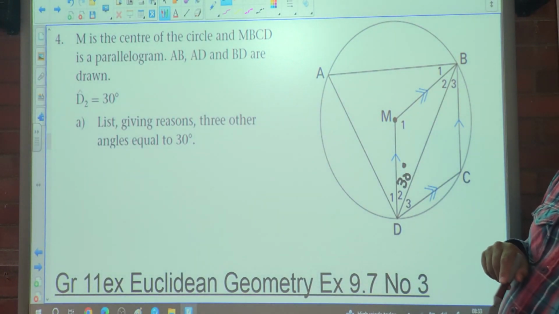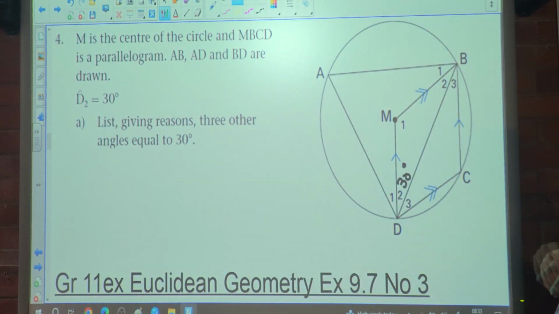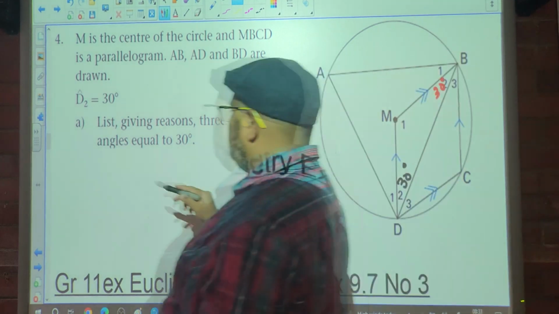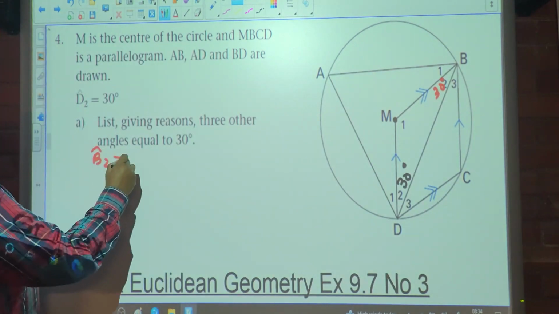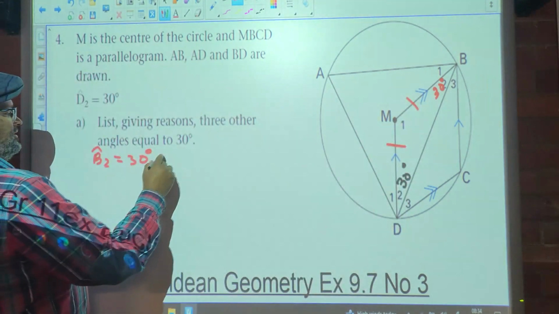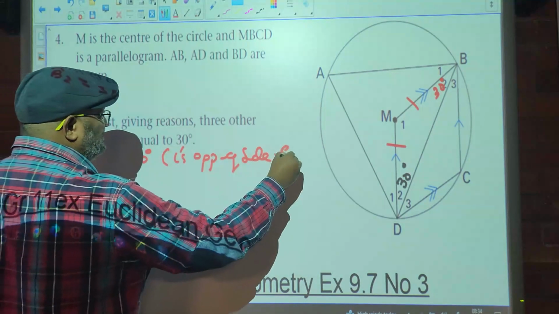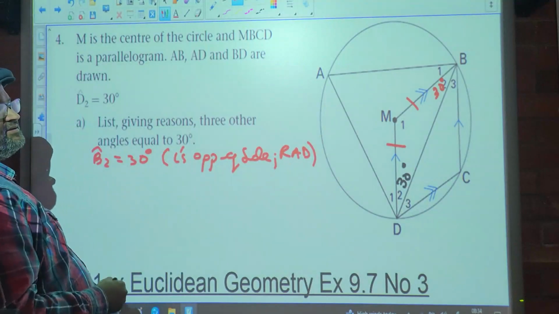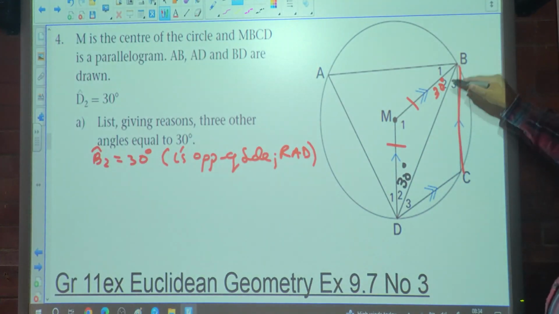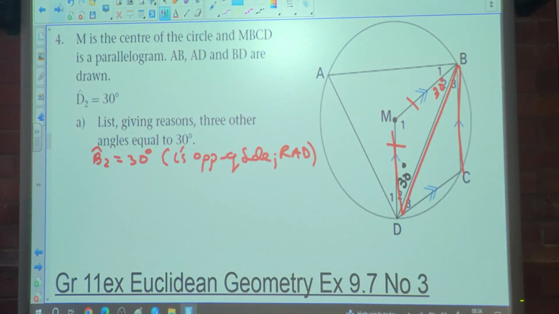Alright, the question says, list giving reasons 3 other angles that are equal to 30. B2 is equal to 30 degrees. Those lengths are equal, so you say angles opposite equal sides, and it's your radius. And then B3 is 30, alternate angles.